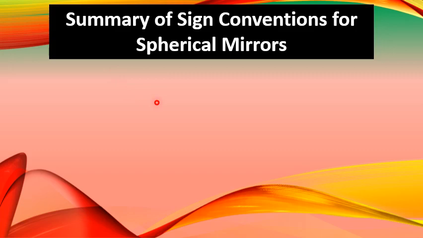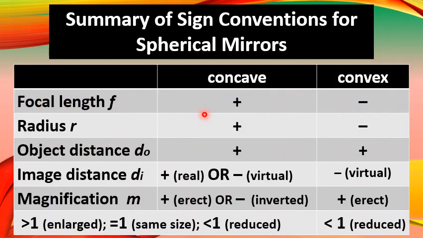In solving problems on spherical mirror, we have to follow some sign conventions. For the focal length, small letter f, it is positive when the mirror is concave and it is negative when the mirror is convex. And that's also true for the radius, small letter r. It is also positive when the mirror is concave and negative when it is convex.